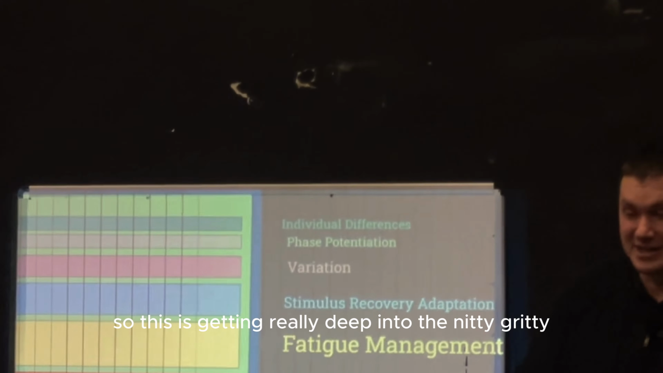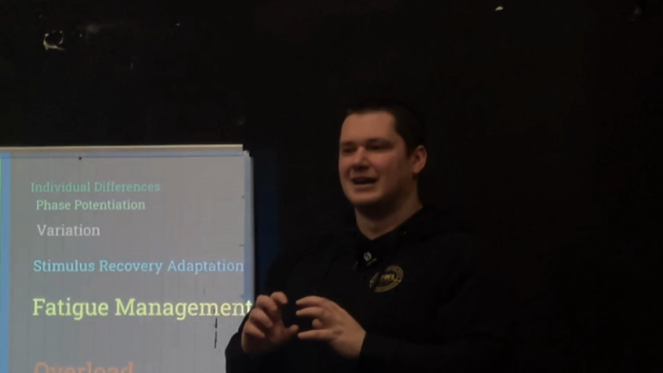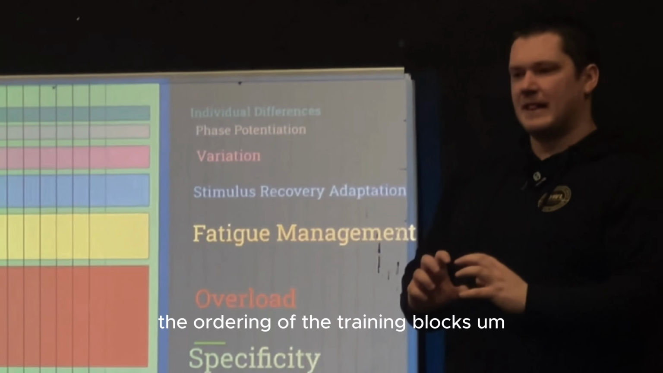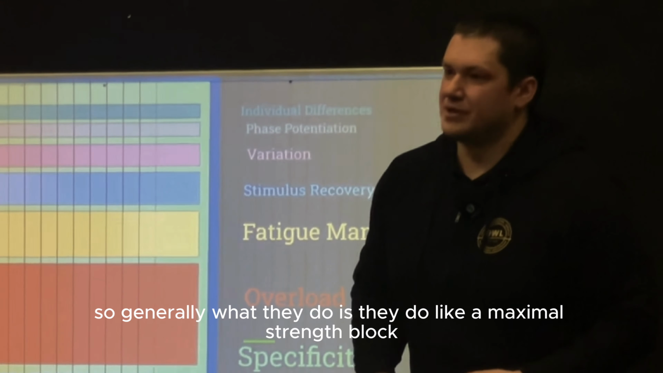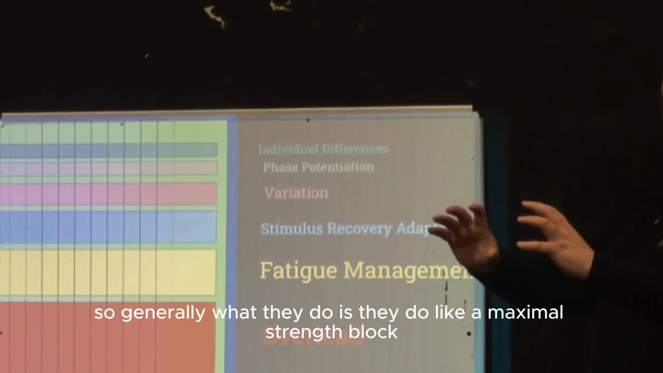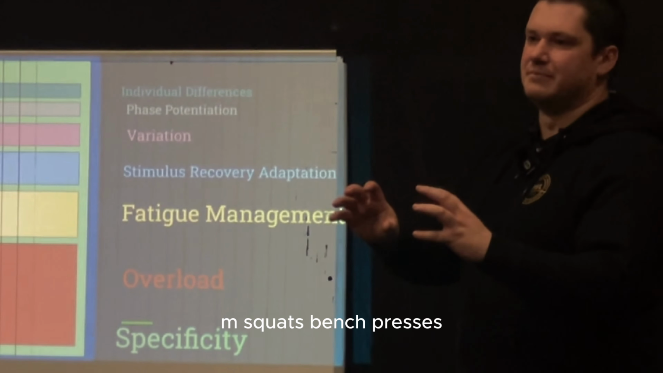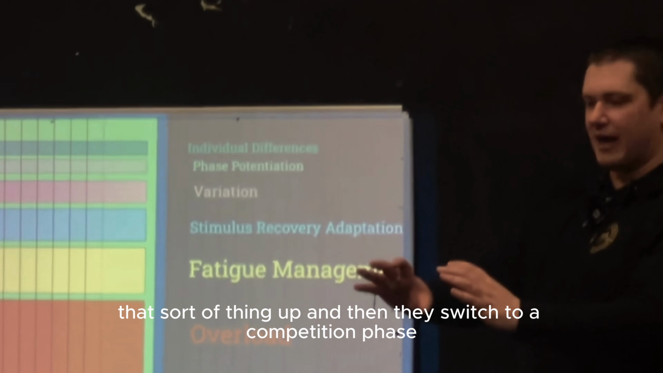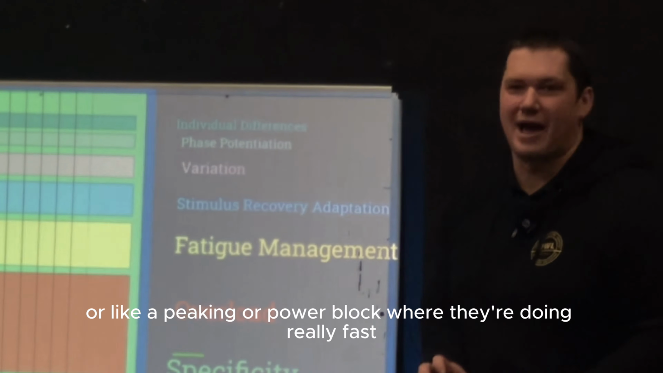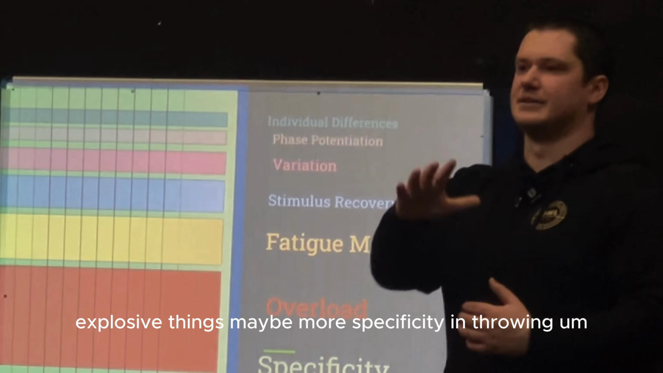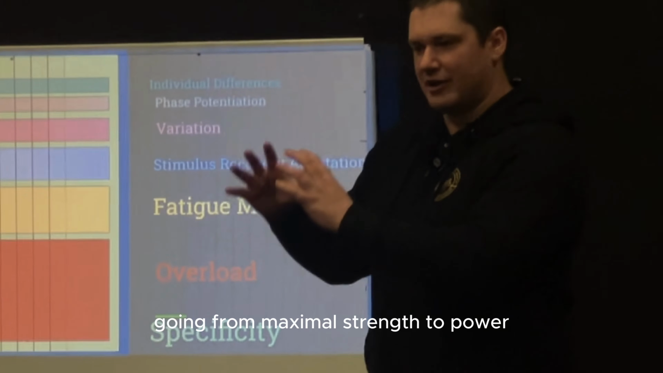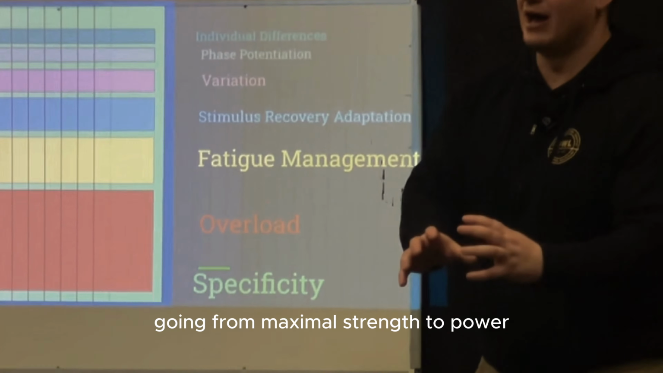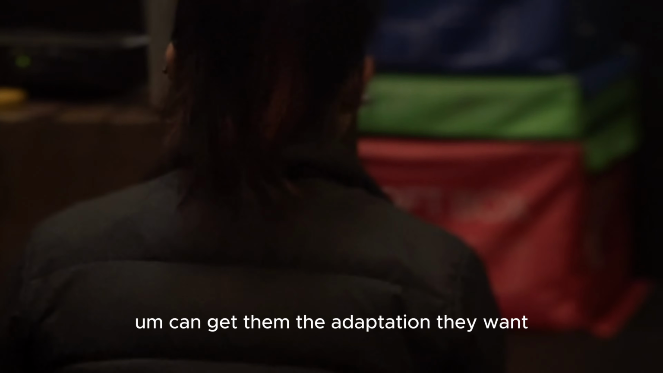Phase potentiation, so this is getting really deep into the nitty-gritty. Phase potentiation is the ordering of training, the ordering of the training blocks being important towards your goal. A good example is someone like a shot putter. Generally they do a maximal strength block where they're driving their 1RM squats, bench presses, that sort of thing up. And then they switch to a competition phase or a peaking or power block where they're doing really fast explosive things, maybe more specificity in throwing the implement. Ordering it in that way, going from maximal strength to power, can get them the adaptation they want.